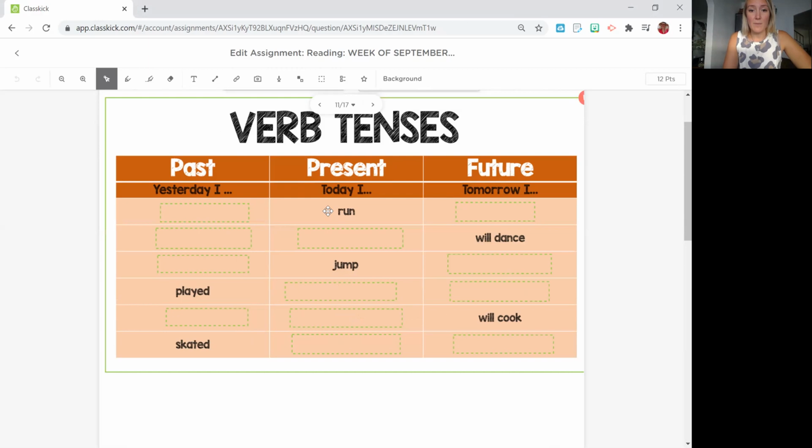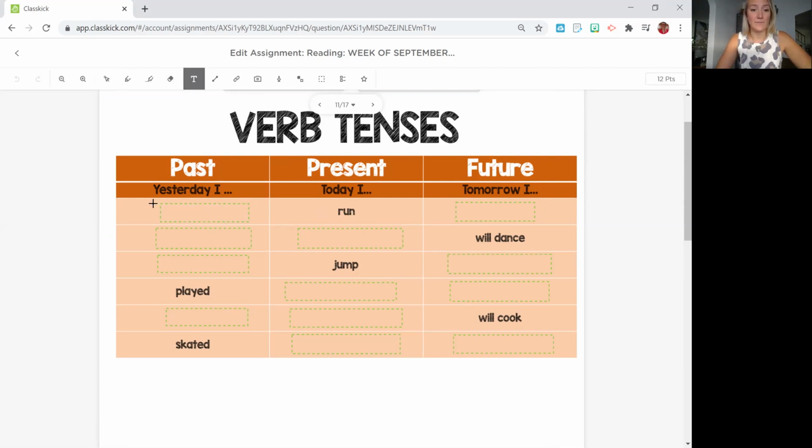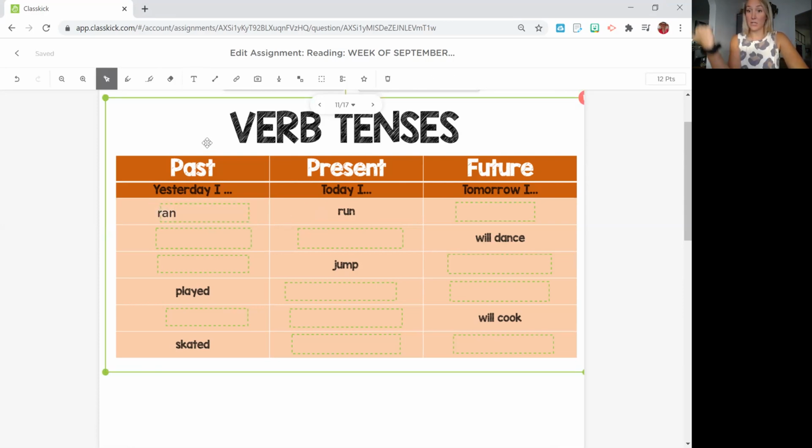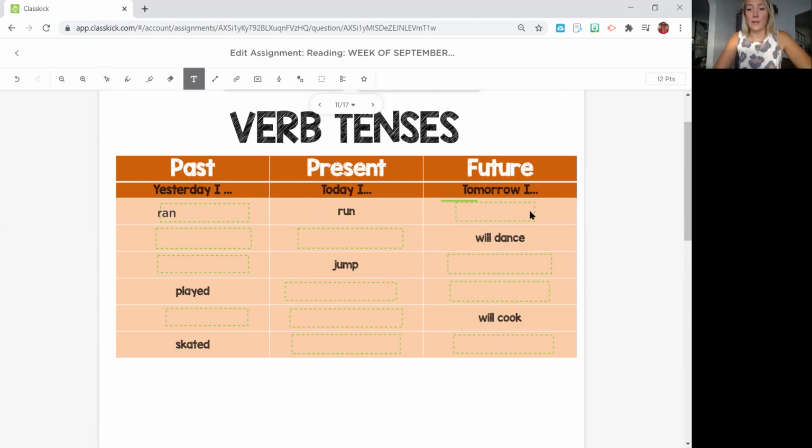So I'm going to show you because we'll probably do something similar like this again. On the top part, I am trying to fill in the past, present, and future of the word run. So if I said yesterday, and I'm thinking about running, yesterday I ran. Ran is the past tense of run. Now, what if I'm going to do it tomorrow? Tomorrow, I will run. Remember that linking verb, will. Tomorrow, I will run.